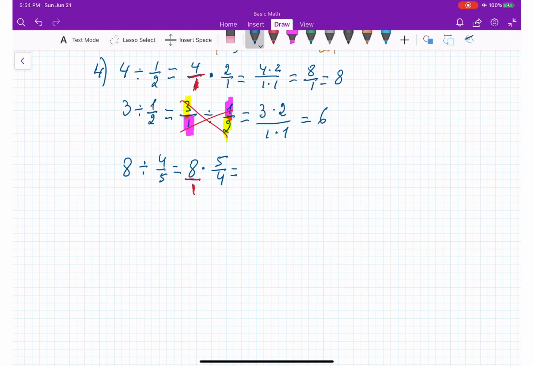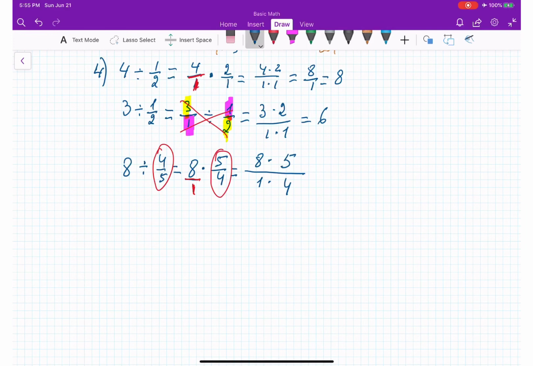for readability. It's going to be 8 times 4. And then 1 times, it's multiplication. So 8 times 5, 1 times 4. Because here I already flipped the fraction. 4 over 5, I already got 5 over 4. Therefore, I have to multiply.